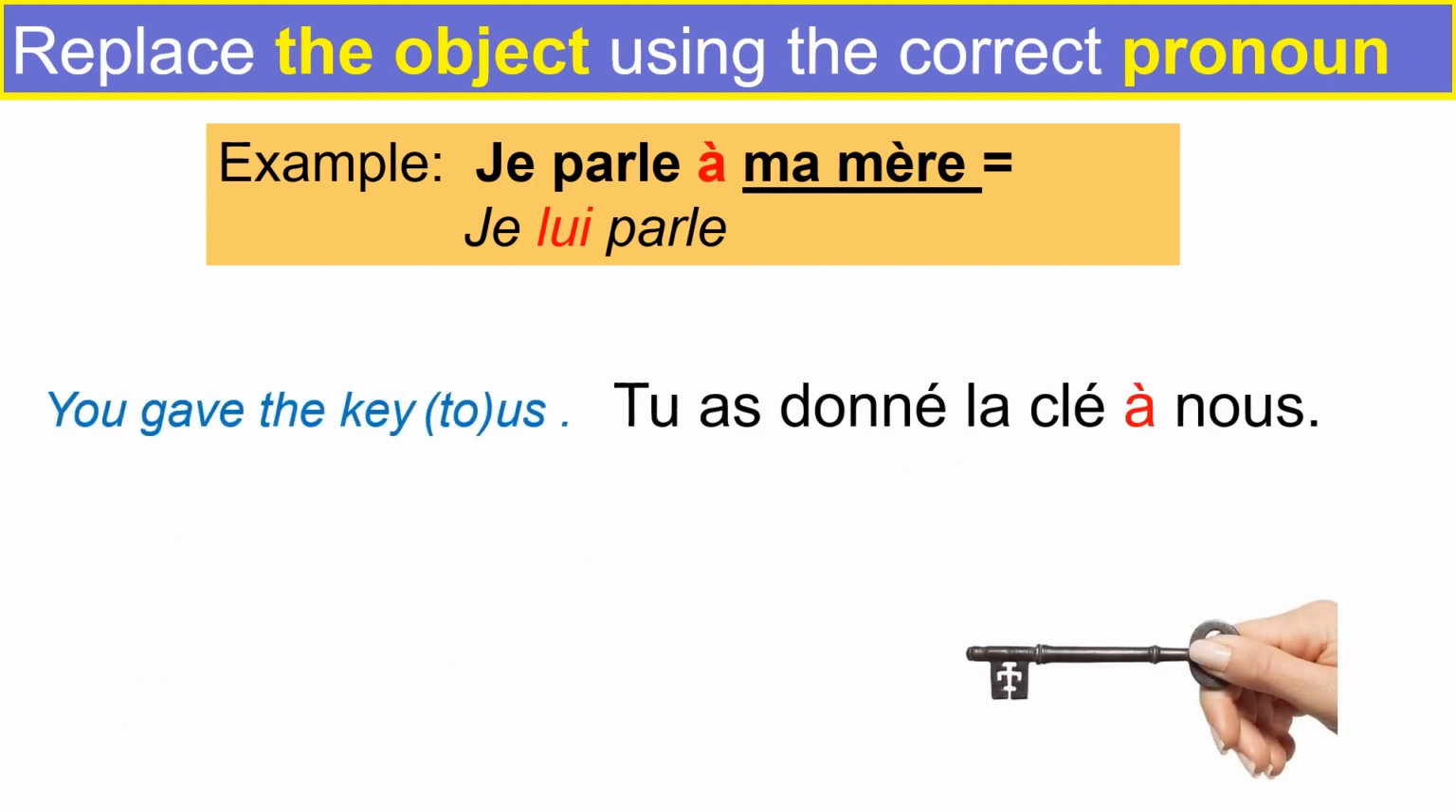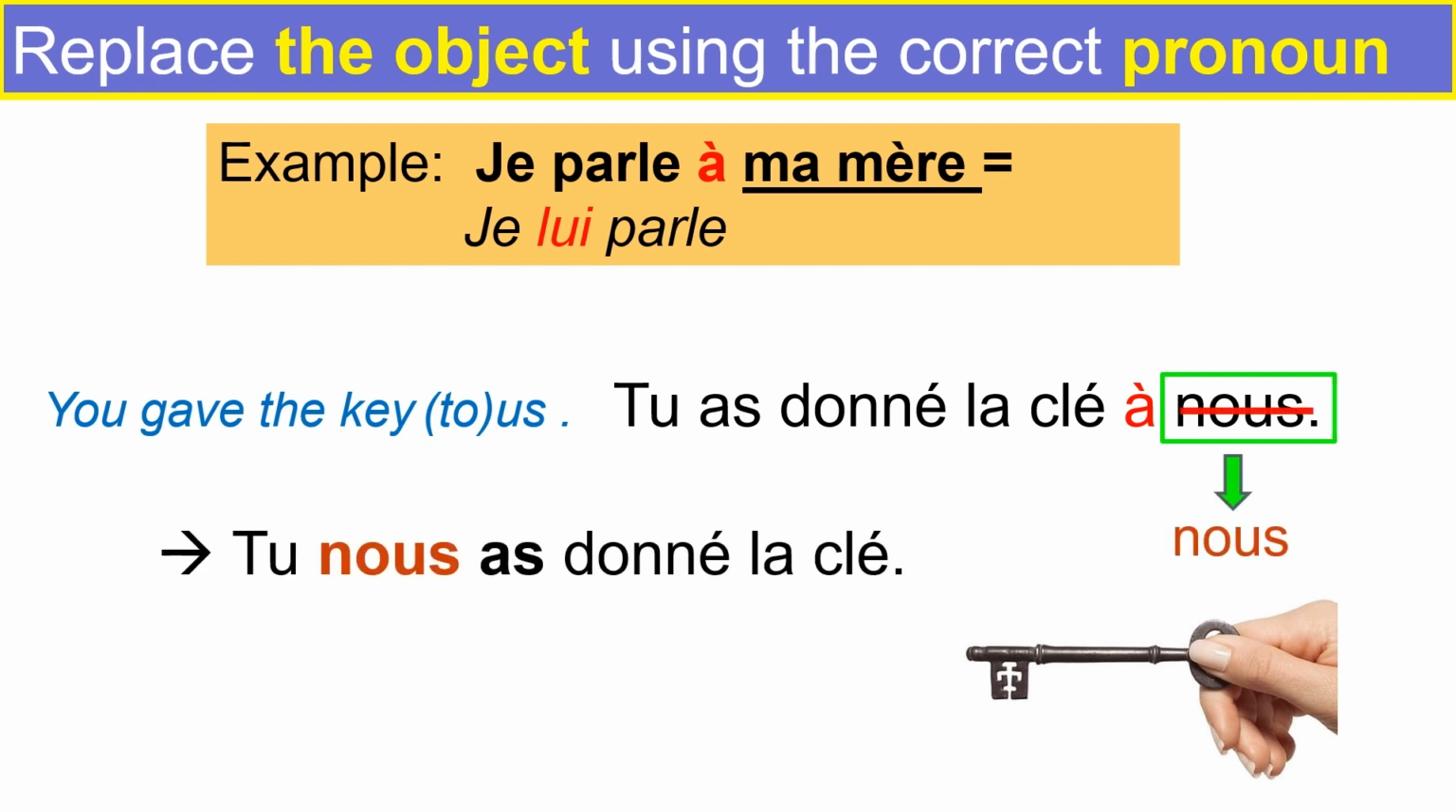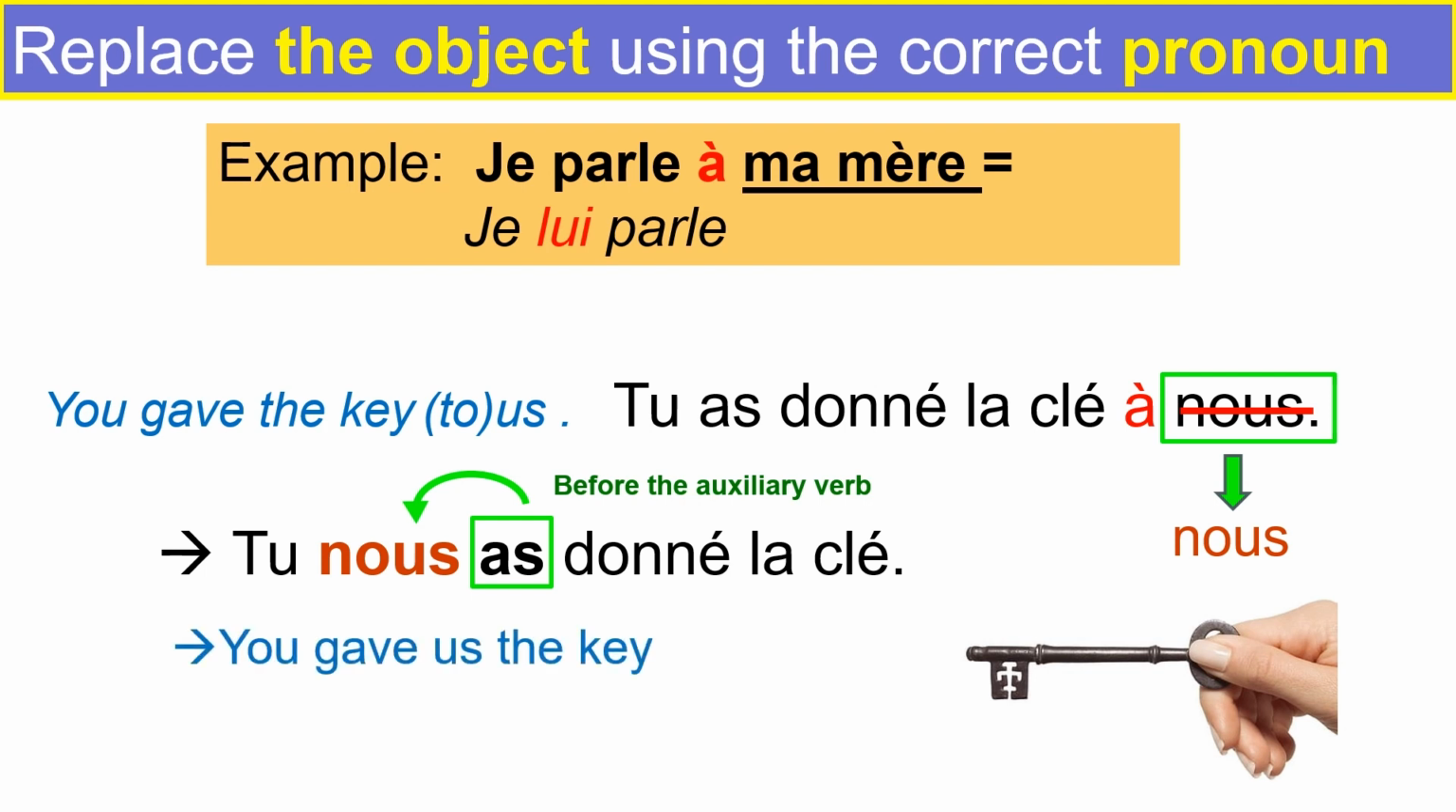In this example, we have a verb in the perfect tense, a donné, a being the auxiliary and donné the past participle. We have our indirect object. It doesn't change, it's nous. Tu nous as donné la clé. You gave us the key. Now note that with verbs in the perfect tense, the pronoun goes before the auxiliary verb. And of course the translation, you gave us the key.